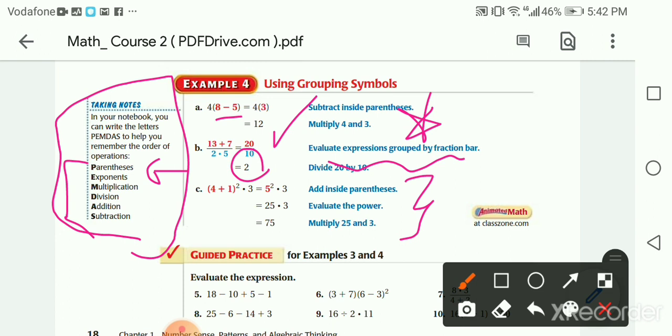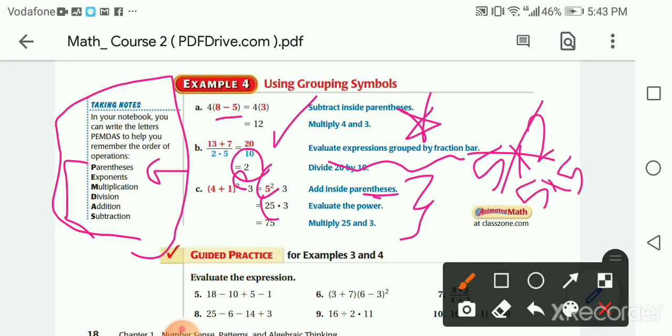Okay, 4 plus 1 all to the second power. So add inside parentheses first. Okay, PEMDAS, P. So 4 plus 1, 5. Then exponent. I have an exponent here, the power 2. So here 5 to the second power gives me 25. 5 times 5. Don't say 5 times 2. Okay, I will kill you. So not 5 times 2. No, never. 5 times 5. I'm joking. Okay, so 5 times 5, 25.